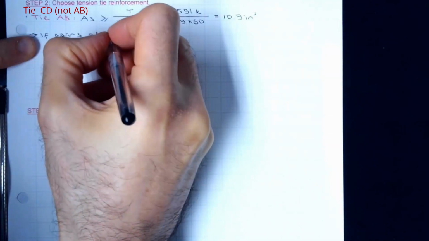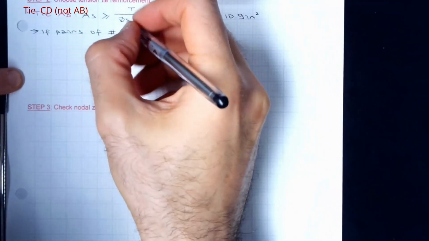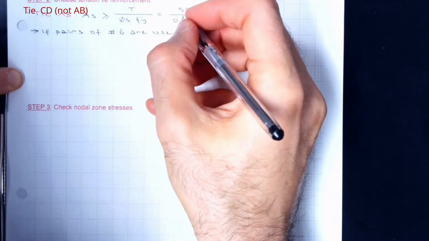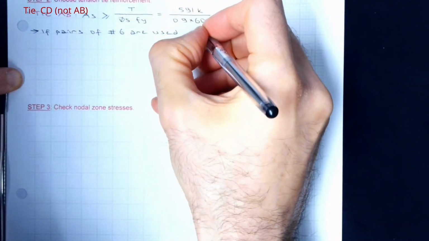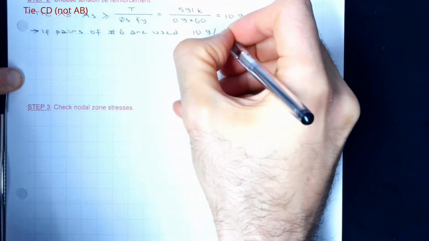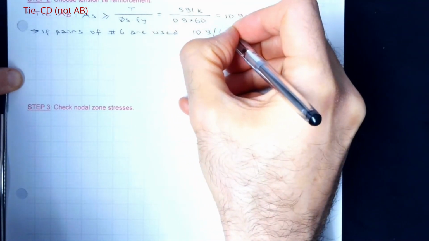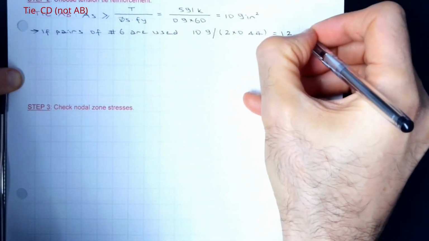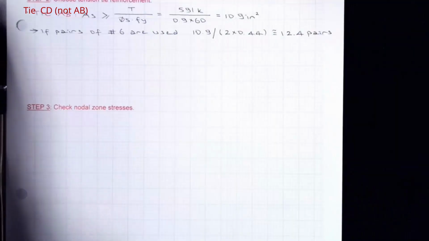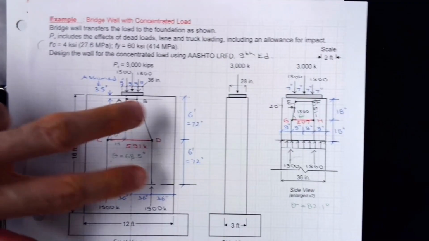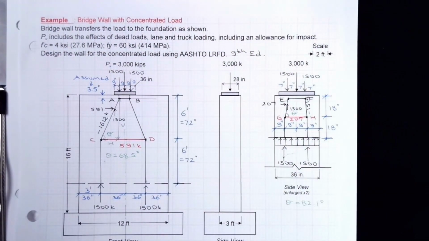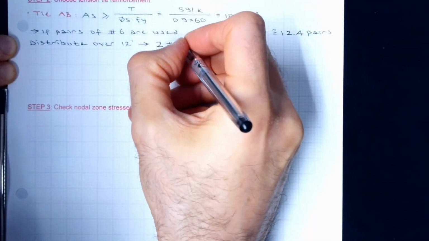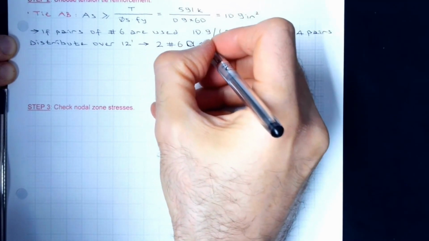If pairs of number 6 bars, these are US number 6, are used, each number 6 would have 0.44 square inch area. So what I'm going to be doing, 10.9 divided by, we are using two layers, one at each face, 2 times 0.44, 12.4 pairs would be needed. The distribution will use the entire disturbed region, so I'm going to be using in my solution 12 feet distance. 2 layers of number 6 separated at 11 inches.